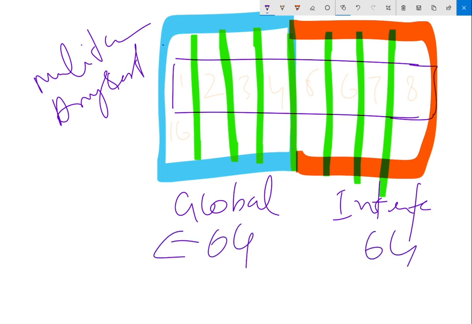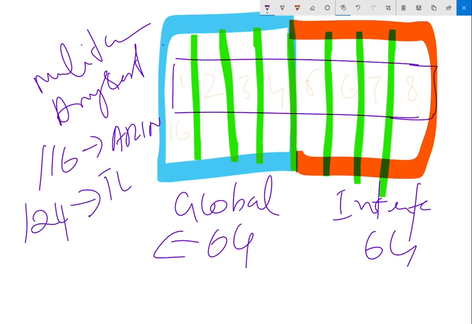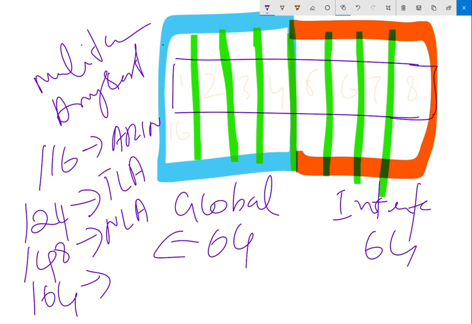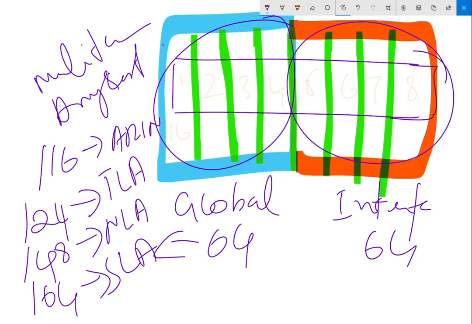So how is the 64 classified? The first 16 belongs to ARIN. Then from there until 24 belongs to TLA, that is top level aggregation. Then the third one, 48, belongs to next level aggregation, NLA. And then 64 belongs to site level aggregation. The remaining 64 bits are for the interface ID, that is for the host and all those things. For this one, you can either dynamically assign or statically assign.